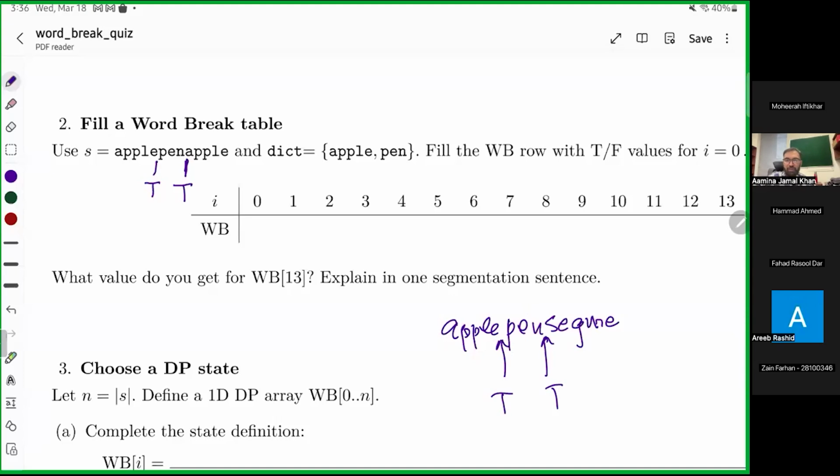So would you return true for 13? No. You should not, है ना? Yes. Okay, I think Mohira has something to say.